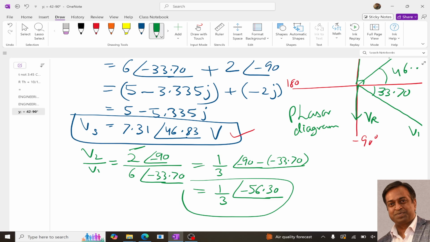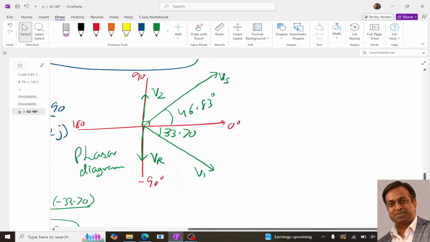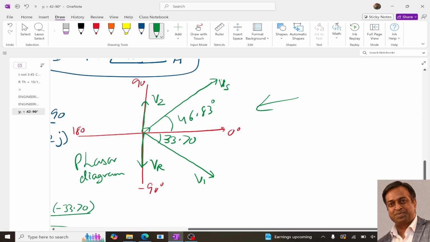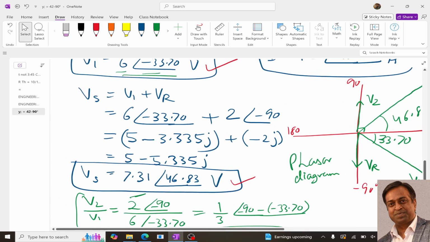This ratio can also be identified using the phasor diagram, but it will be more complex, meaning you need proper mathematics, vector calculations and vector representation. So over here I just determined the ratio using the formula.